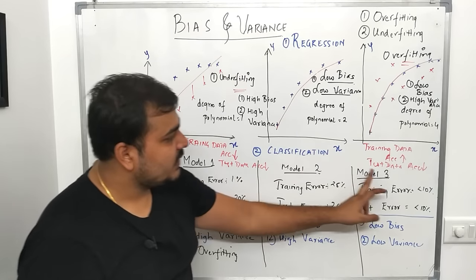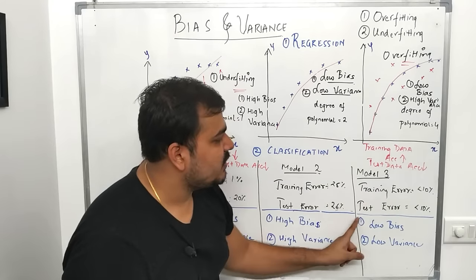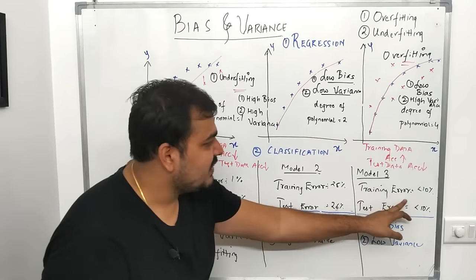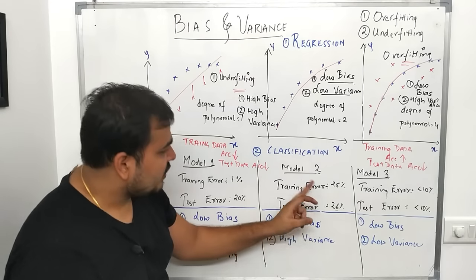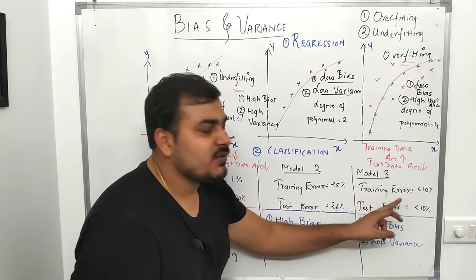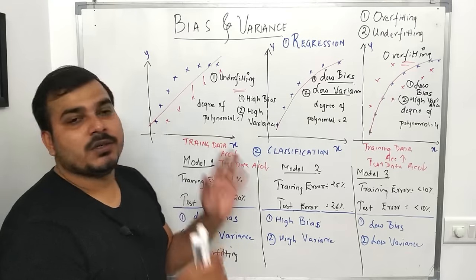Okay. Now, next thing is model 3. In model 3, what is happening? My training error is less than 10%. My test error is less than 10%. Now, this is the scenario that we are covering over here, which is nothing but low bias and low variance. So this becomes a most generalized model, right? So I hope you have understood these things.